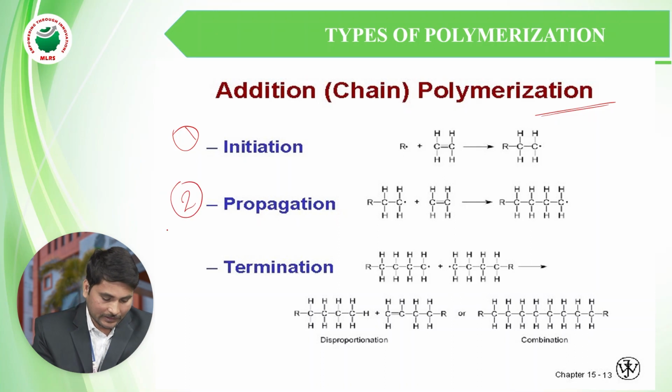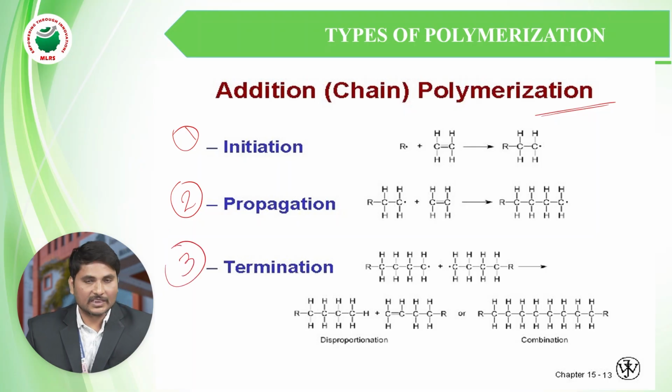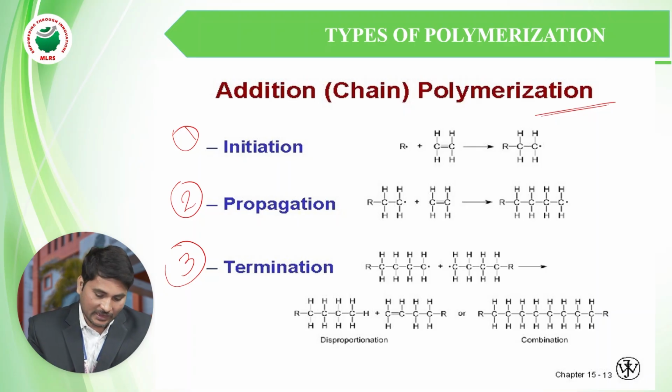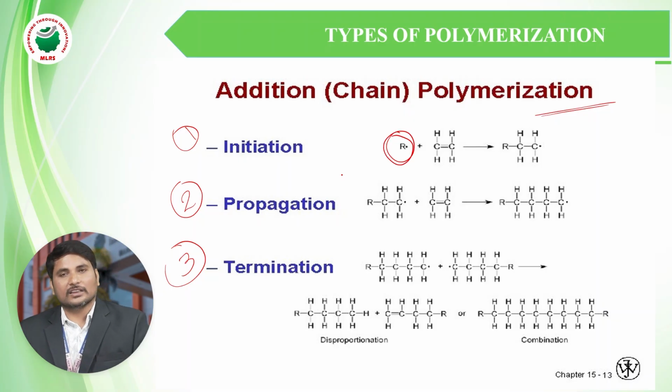The third one is termination. These three steps are involved in addition polymerization, or chain polymerization, or free radical addition polymerization. What is meant by initiation? In the initiation, we need the initiators. To initiate the reaction, we need the initiator.